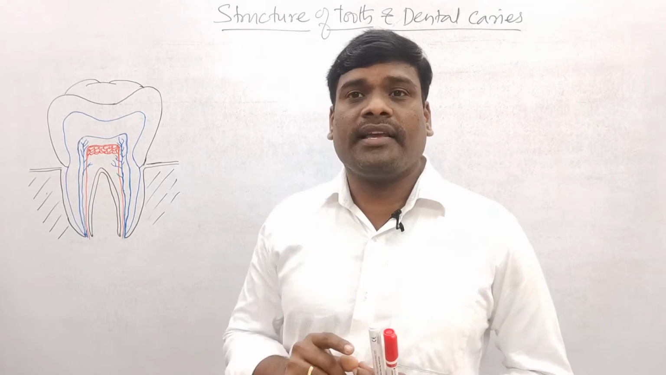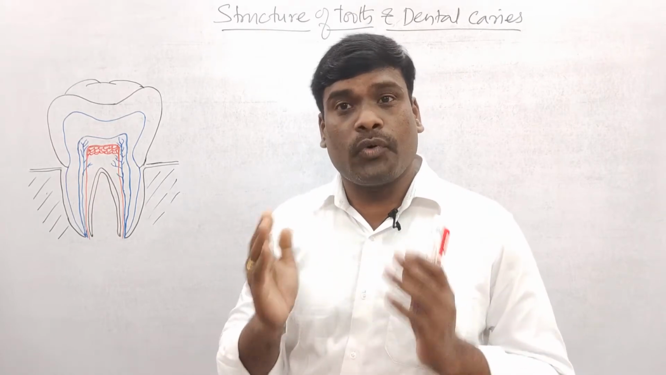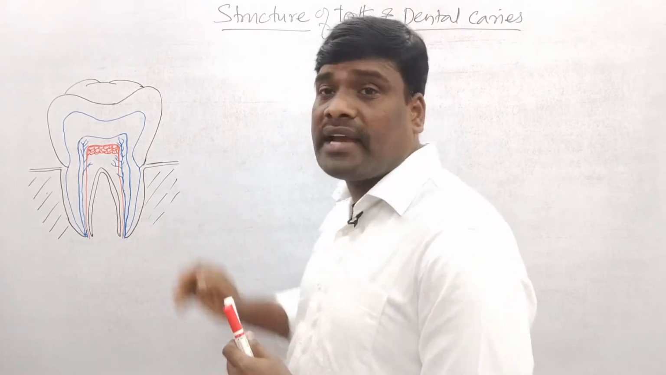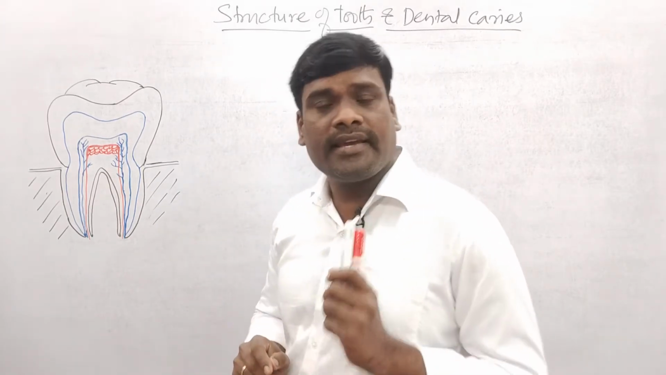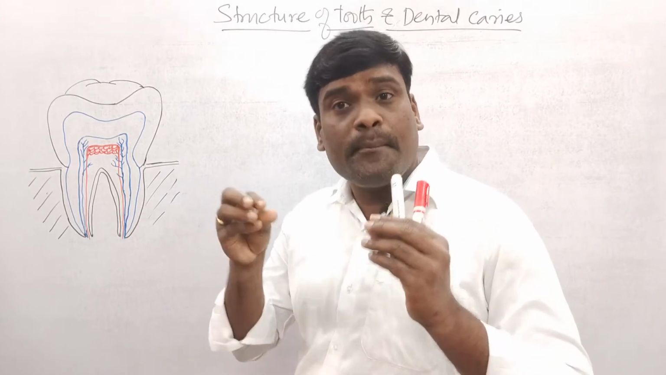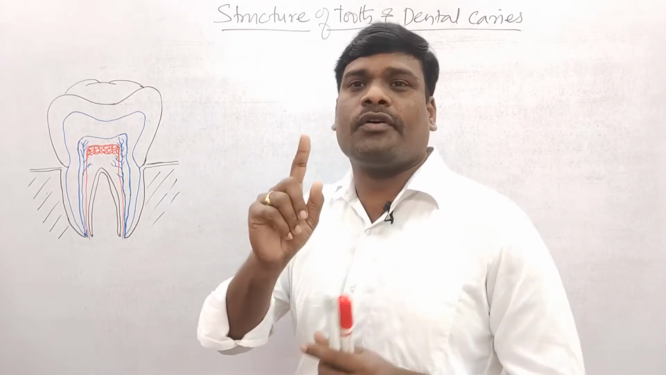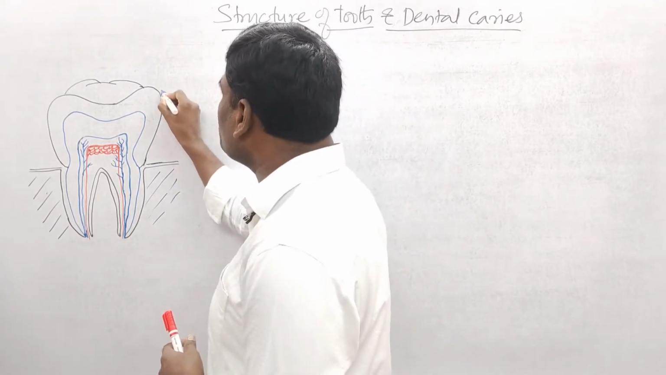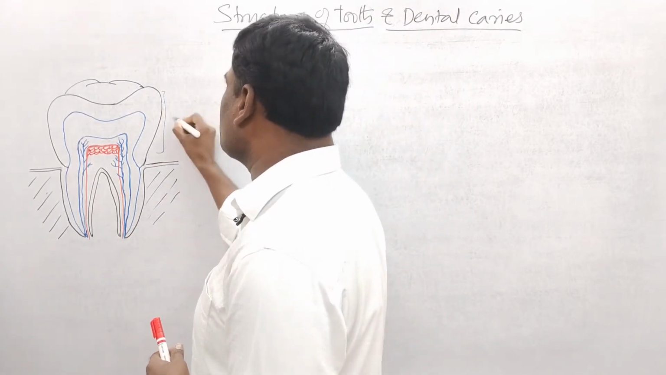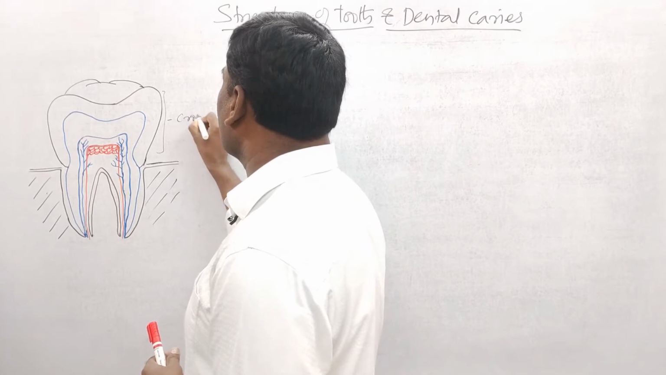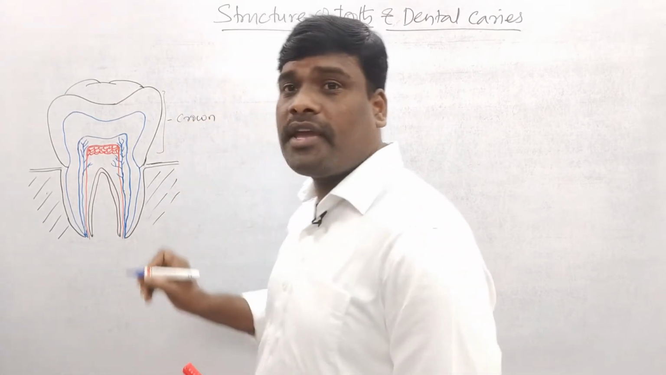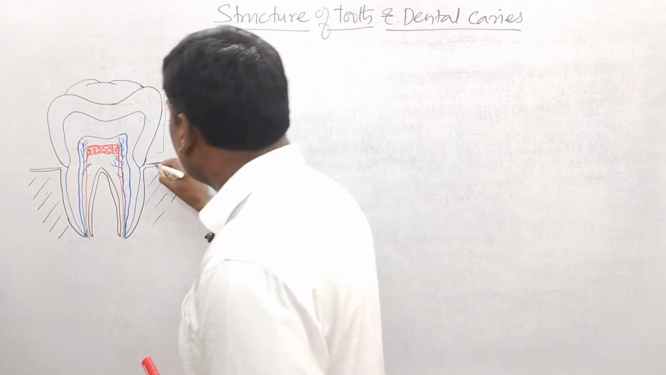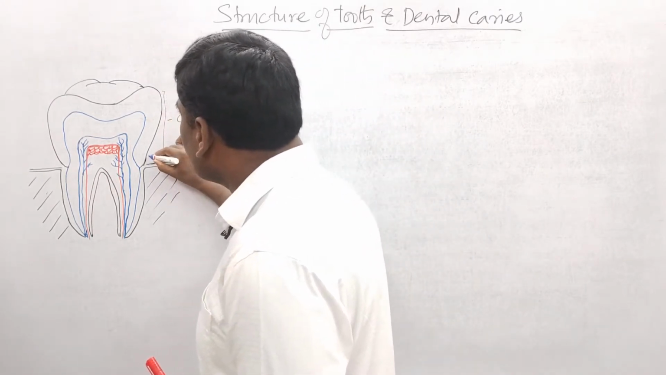The first part is the part which is exposed, we call it the crown, and the part which is hidden by the gum is called the neck, and the part which is embedded in the bone is called the root. So let us label it, children. So this is the part which is exposed. This is called the crown. So this part we call it what, children? Crown.